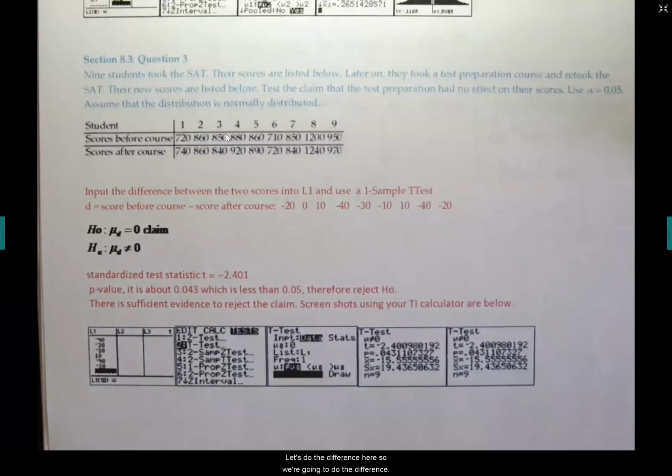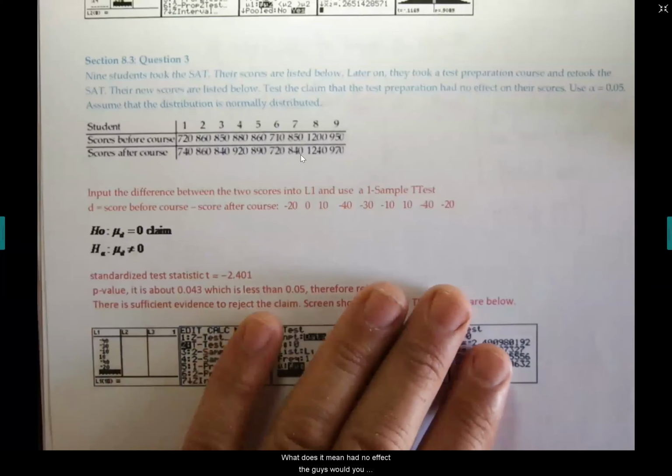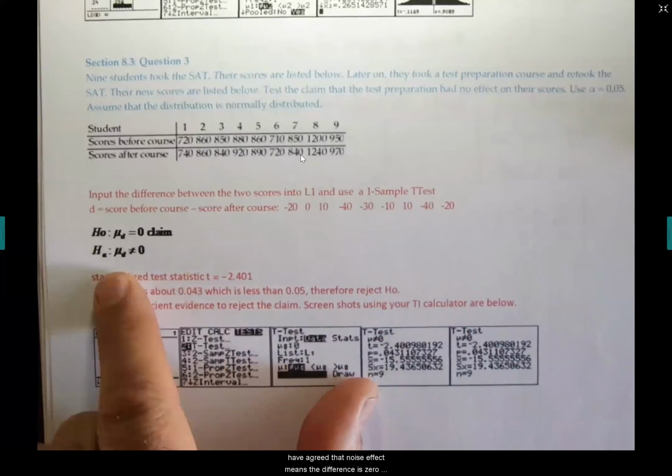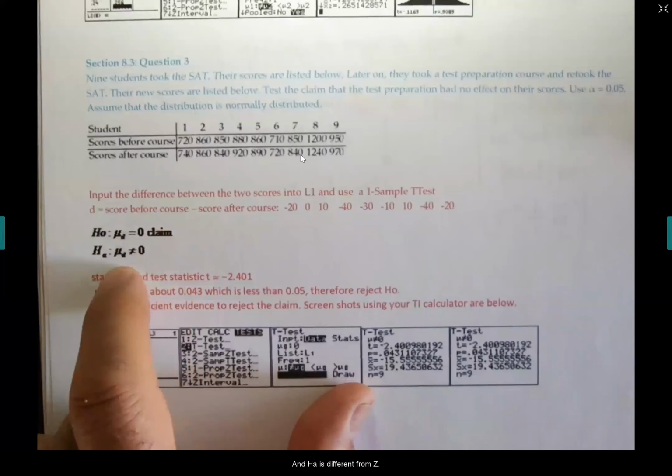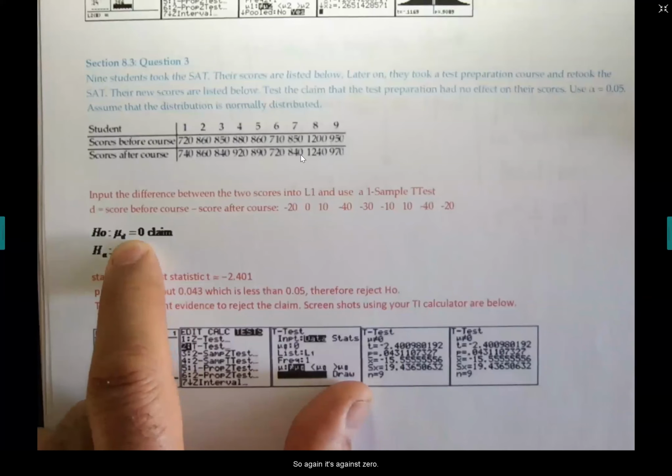Let's do the difference here. What does it mean, had no effect, guys? Do you agree that no effect means the difference is 0, no difference at all? So it will be mu of D equal to 0. This is the claim, it didn't make any difference. And mu of D is different from 0. So again, it's against 0.